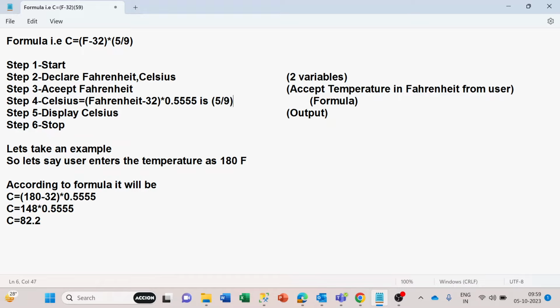Let's walk through an example to make it crystal clear. Suppose the user enters a temperature of 180 degrees Fahrenheit. Using our formula, Celsius equals (180 minus 32) multiplied by 5 divided by 9. Celsius approximately equals 148 multiplied by 5 divided by 9. Celsius equals 82.2 degrees Celsius. And there you have it, 180 degrees Fahrenheit is approximately 82.2 degrees Celsius.